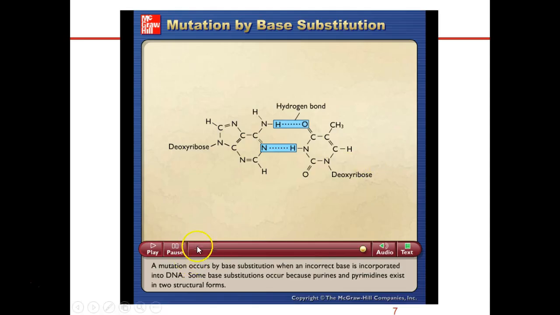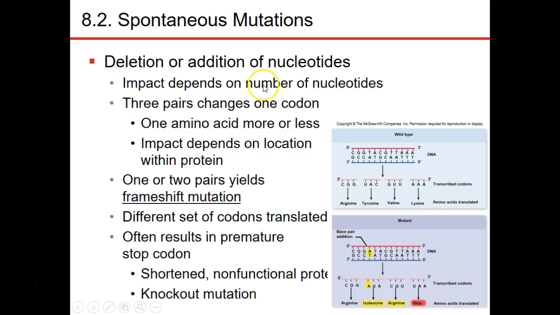I'm not going to play this, but this is something you can look up if you want to. It's just mutation by base substitution. Look it up on Google, okay? You can also have a deletion or an insertion of nucleotides, and this leads to a frameshift mutation.